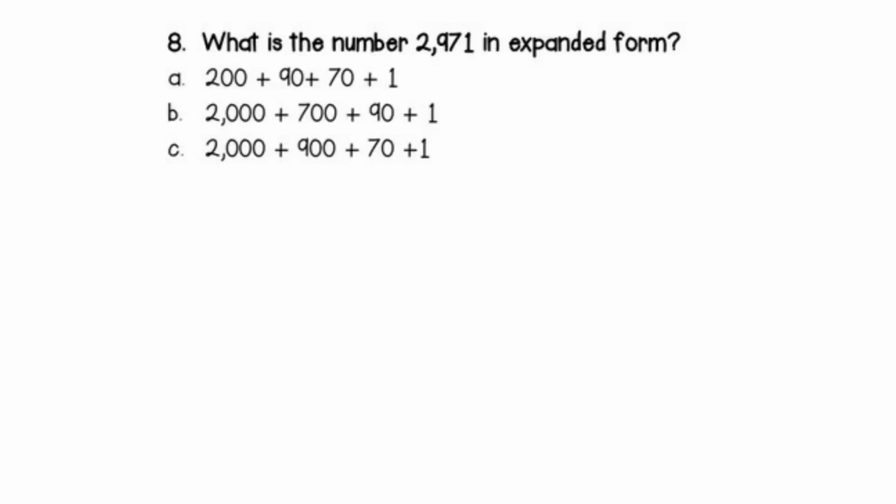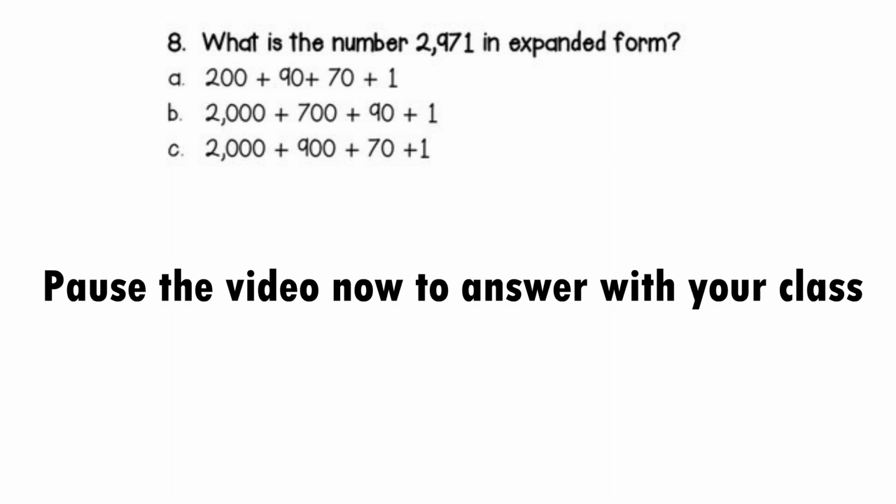This question says, what is the number 2,971 in expanded form? Is it A, 200 plus 90 plus 70 plus 1, B, 2,000 plus 700 plus 900 plus 1, or C, 2,000 plus 900 plus 70 plus 1? Pause the video to answer with your class now.